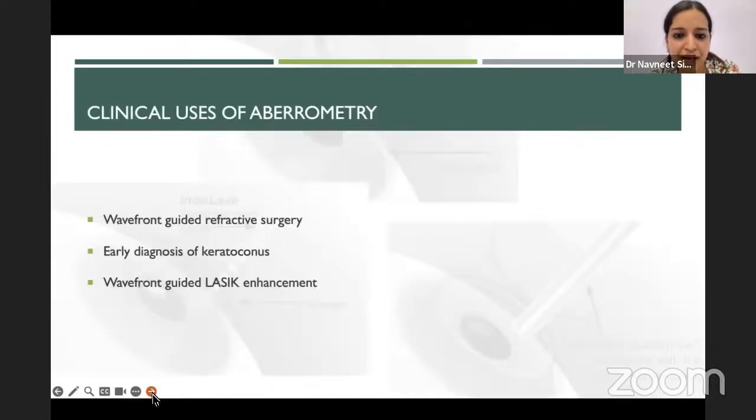So, clinical uses of aberrometry: wavefront guided refractive surgery, early diagnosis of keratoconus, and wavefront guided LASIK enhancement.